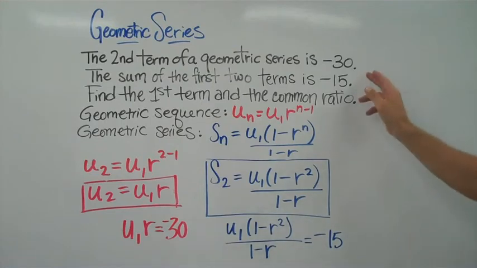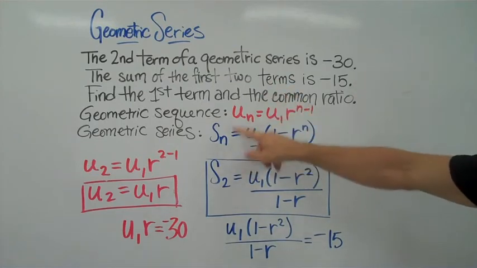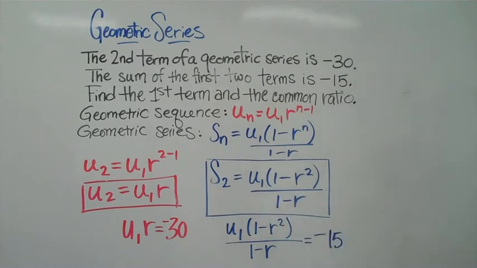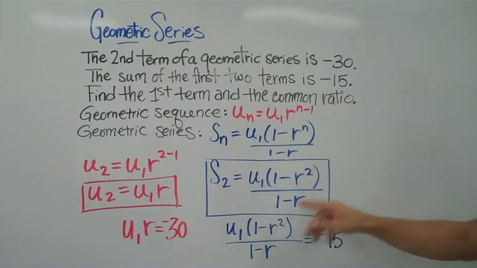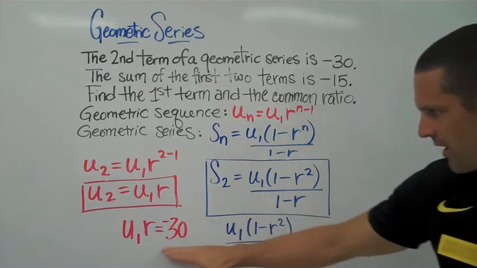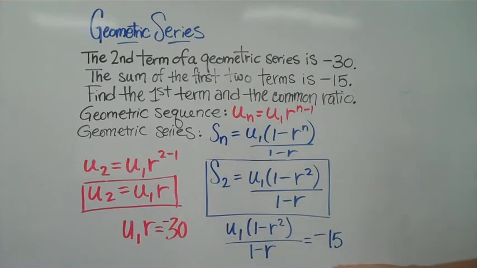And the sum of the first two terms, now you're thinking series. When you see the sum of, you're thinking series now. The sum is negative 15. So u1 times 1 minus r squared all over 1 minus r is equal to negative 15. I have this red equation here and this blue equation here, and now I can combine them.